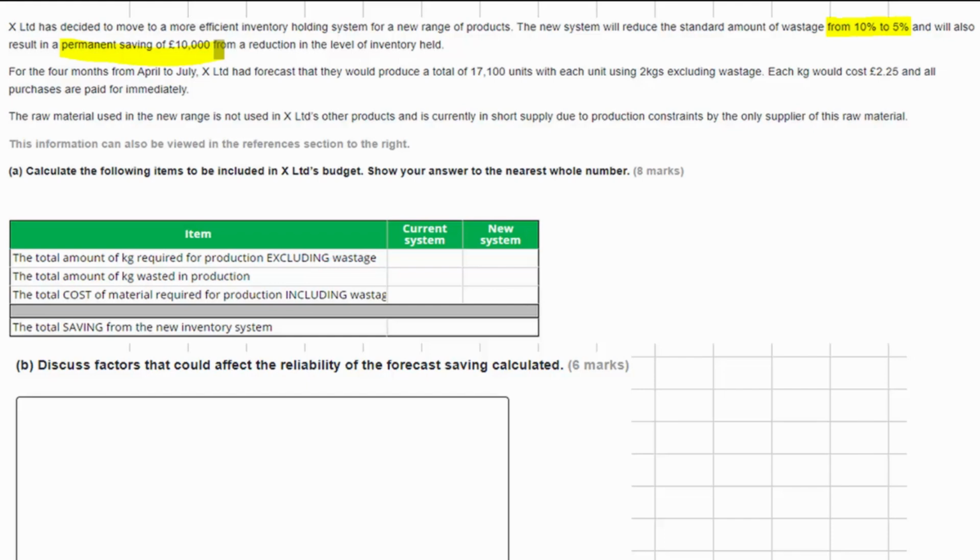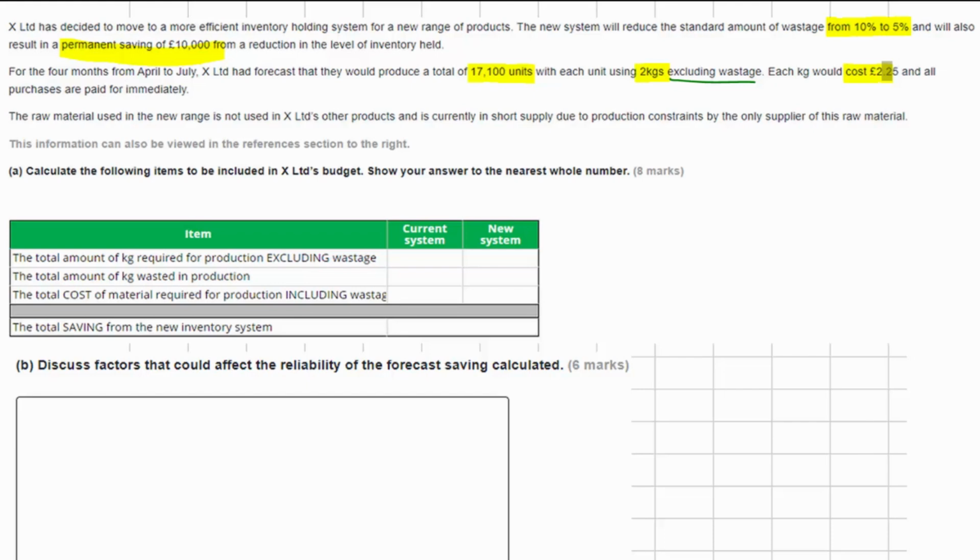For the 4 months from April to July, X Limited had forecast that they would produce a total of 17,100 units, with each costing 2 kilograms, excluding wastage. Each kilogram would cost $2.25, and all purchases are paid for immediately. The raw material used in the new range is not used in X Limited's other products and is currently in short supply due to production constraints by the only supplier of this raw material.